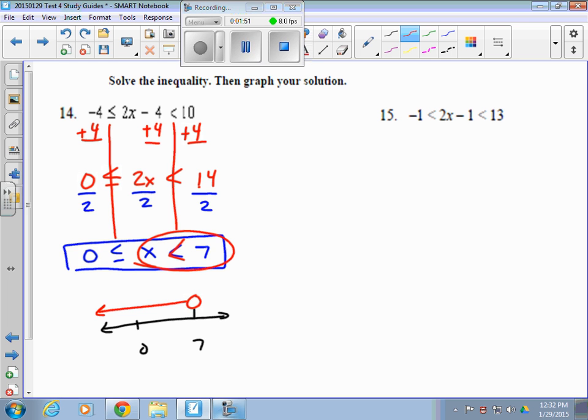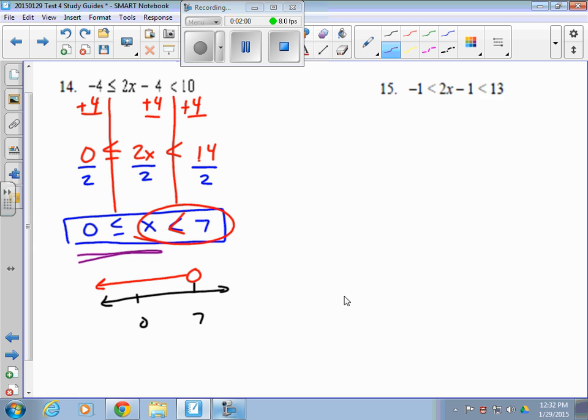Graph the other part, this part, 0 is less than or equal to x, by reversing the order of those two. Put x first and put 0 second. Make sure the big mouth is still eating the x, and now graph it the way it says. X is greater than or equal to 0 at 0. Color the bubble in. Greater than is pointing this direction, so shade that way. Here is the graph of the compound inequality.